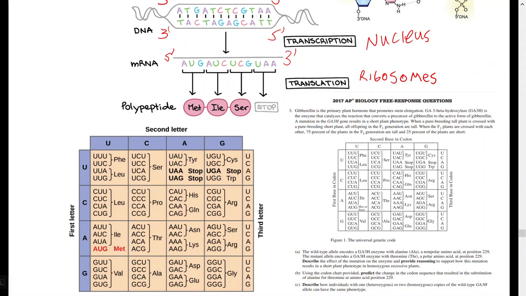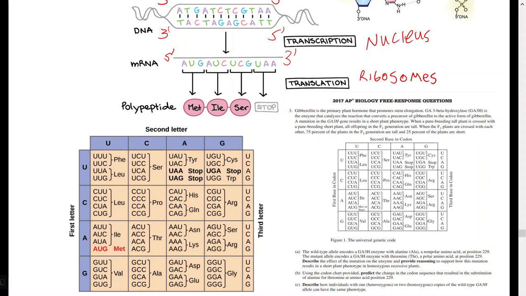Okay, so the wild type allele encodes a GA3H enzyme with alanine, a nonpolar amino acid, as the 229th amino acid. The mutant allele encodes the GA3H enzyme with a threonine, a polar amino acid, at position 229. Describe the effect of the mutation on the enzyme and provide reasoning to support how this mutation results in a short plant phenotype in homozygous recessive plants.